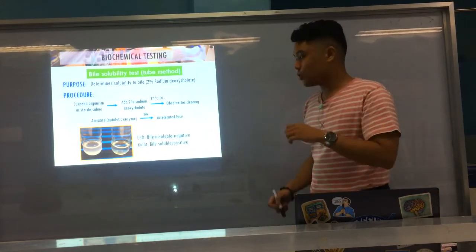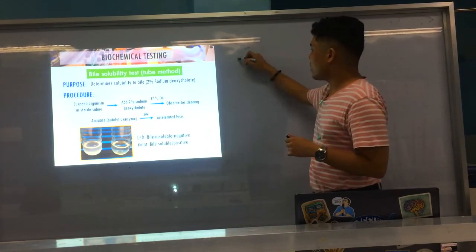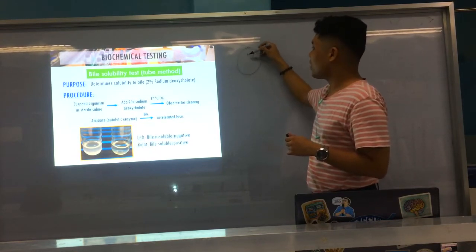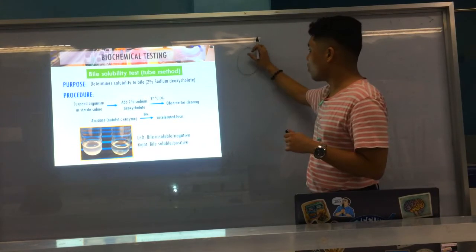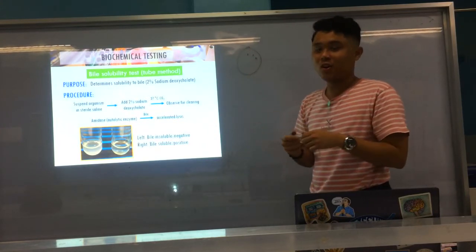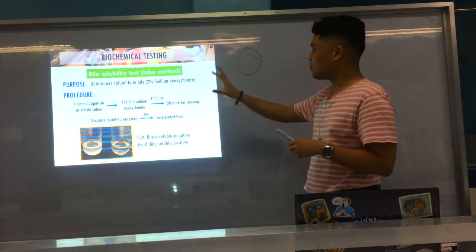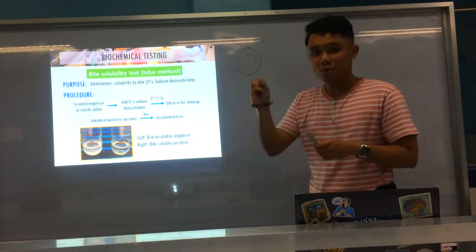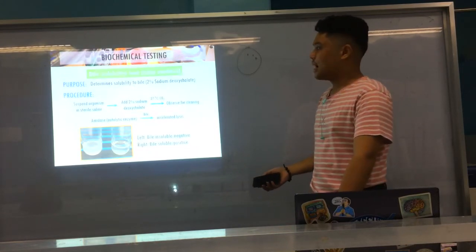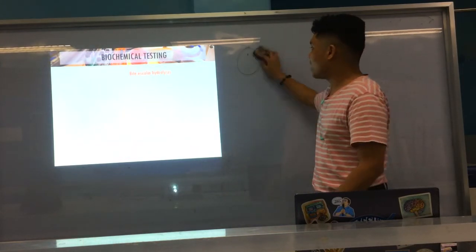Left, the bile insoluble. Another method is to do it directly on the plate. Like, you drop bile on the colonies, and if the colonies disappear, then it's bile soluble. So you can use the tube method, or you can put it directly on the colonies on the BAP or plate. Alright. So that's for the alpha hemolysis.